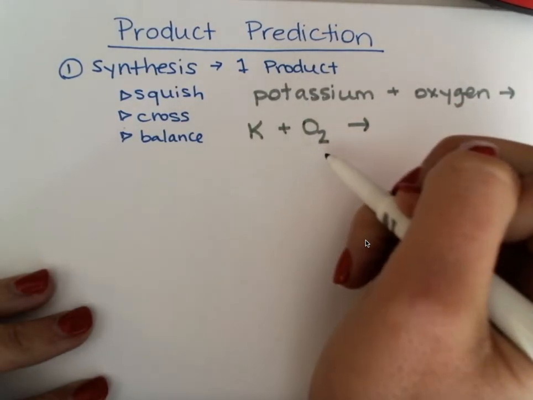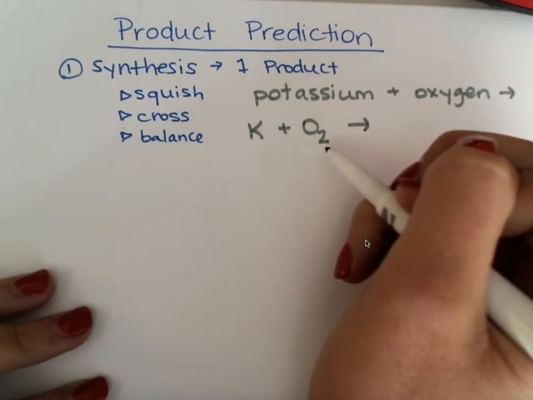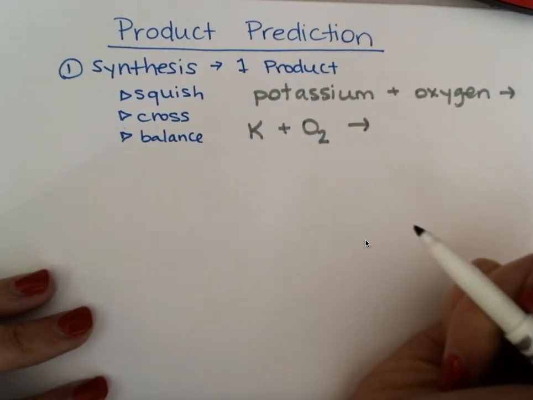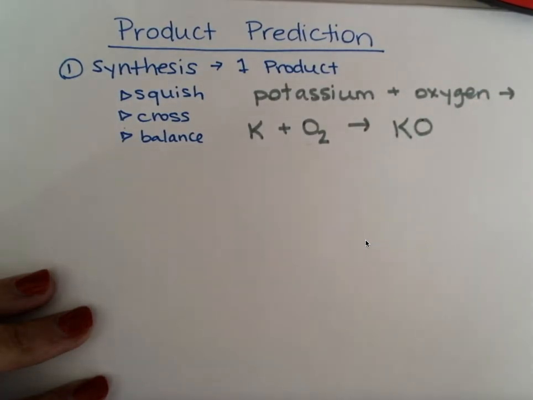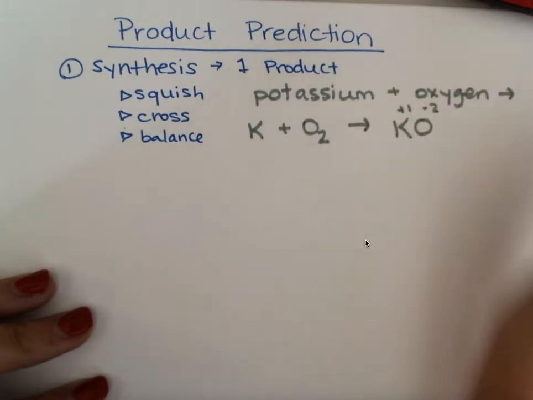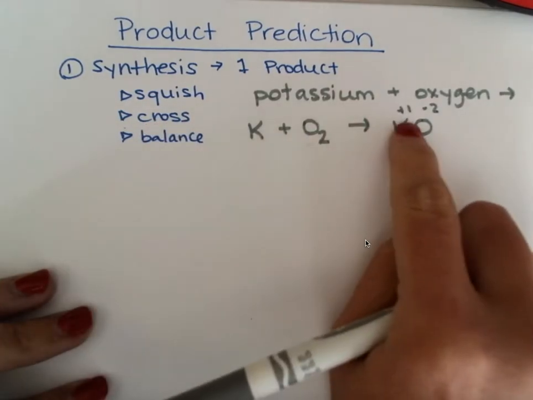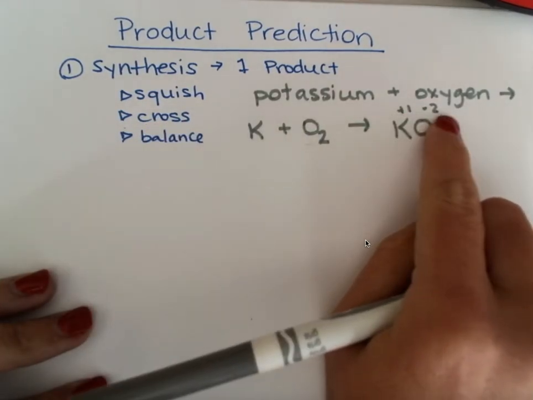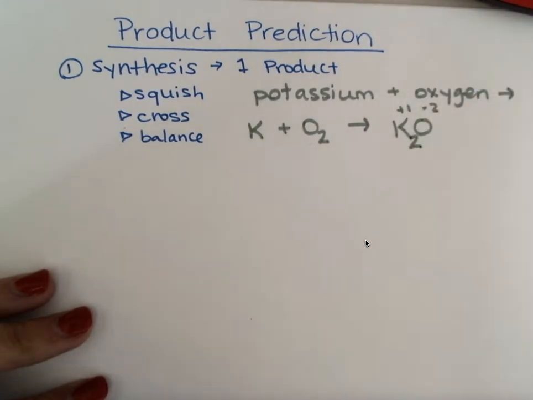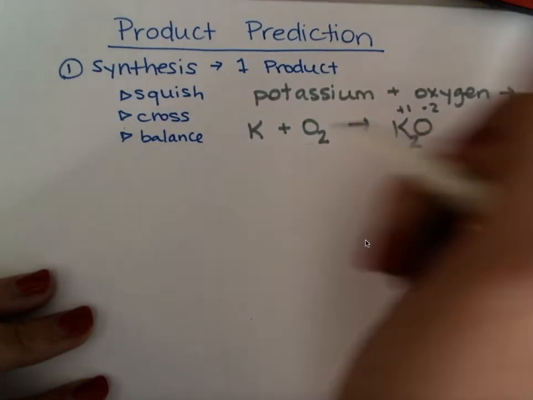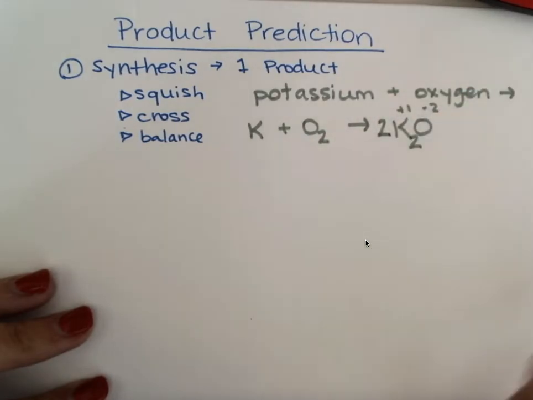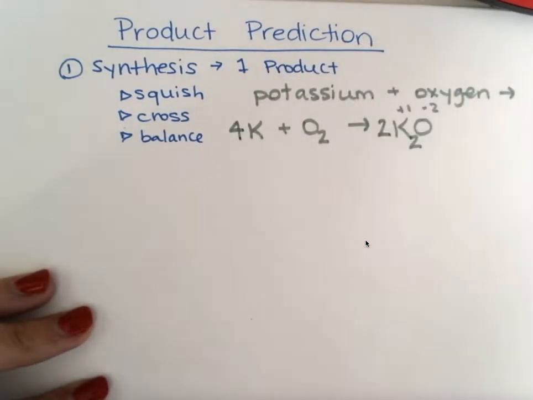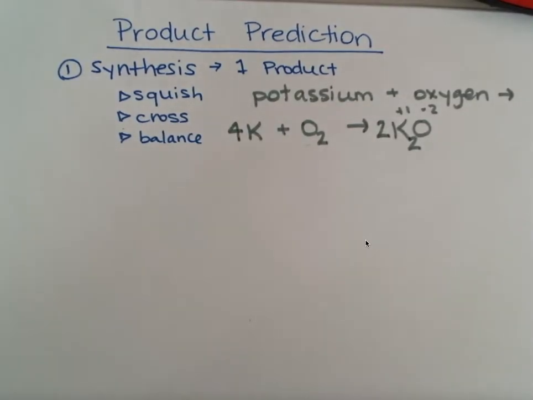But just because I have a subscript on my reactant side does not mean I have that same subscript on my product side. So I'm going to squish K and O together. Then I'm going to cross the charges. So I need to write my oxidation numbers from the periodic table and then cross down and make K2O as potassium oxide. I then need to balance that equation. If I have two oxygens and only one oxygen, I need a 2 out front. That makes 4 potassiums for my balanced chemical equation.